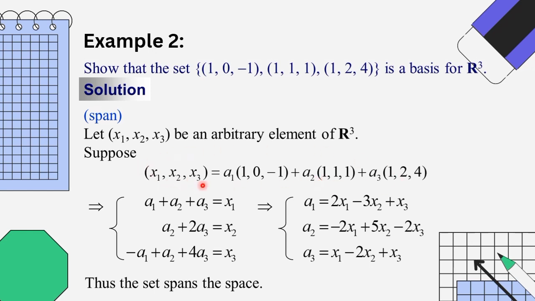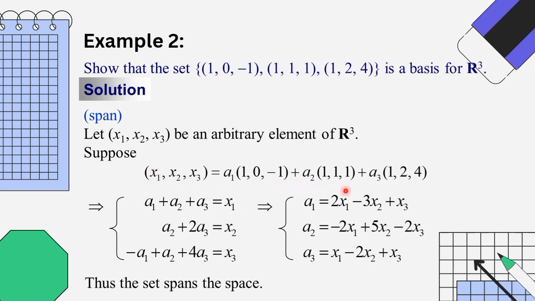We prioritize the first element of the set. For x sub 1, we have a sub 1 plus a sub 2 plus a sub 3. How did we get these values? If we multiply a sub 1 by the first element, which is 1, we have a sub 1. Then a sub 2 times 1 is a sub 2, and a sub 3 times 1 is a sub 3. Since we refer to x sub 1 as the first element, we consider the first element of each vector in the set.